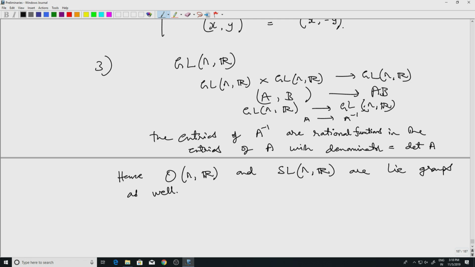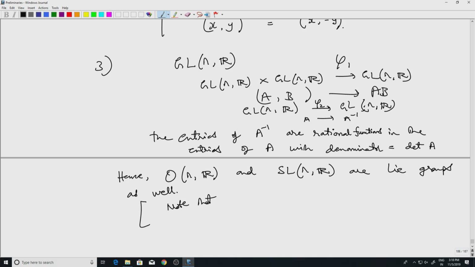Why? So I added this word hence. This is supposed to follow from the discussion about GLNR, and that's again to do with the fact that these are submanifolds of GLNR. Note that this operation, matrix multiplication, let's call this one phi1 and inversion phi2.